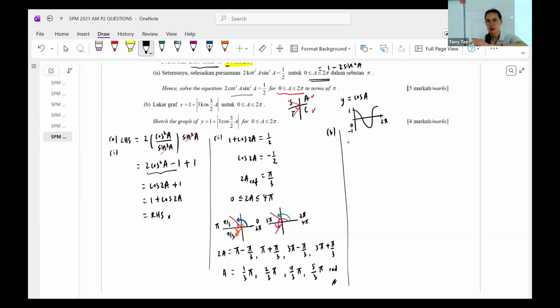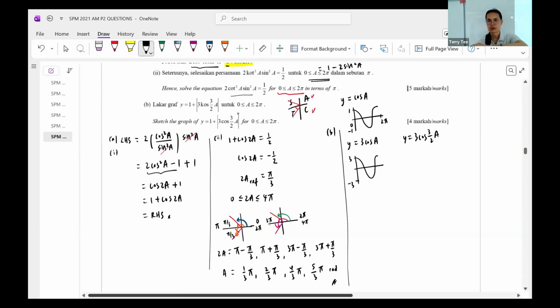Now, number 2, what happens if I have a 3 in front? If you have a 3 in front, your amplitude is 3, maximum 3, minimum -3. Okay? Number 3, what if I have cos 3 over 2a? Yeah, this is okay. You can learn. The graph of trigo is not too difficult. For law students, the proving part is difficult. Yeah, the graph is okay.